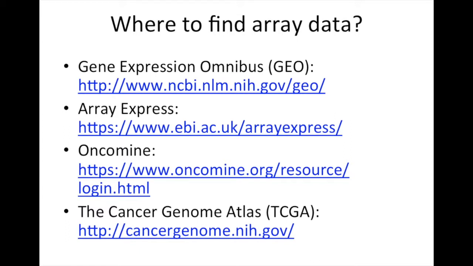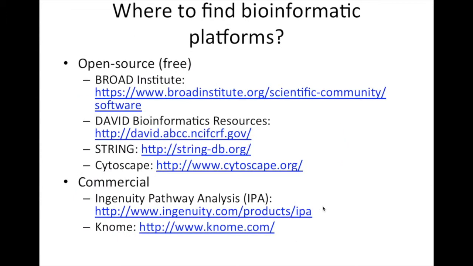Where do I find array data? There are many places. Gene Expression Omnibus is probably the most common place that people deposit their array data. ArrayExpress is the European version of that. You can have data sets that are specific to a particular disease like cancer, Oncomine. The Cancer Genome Atlas is an incredible place for lots and lots of cancer data.